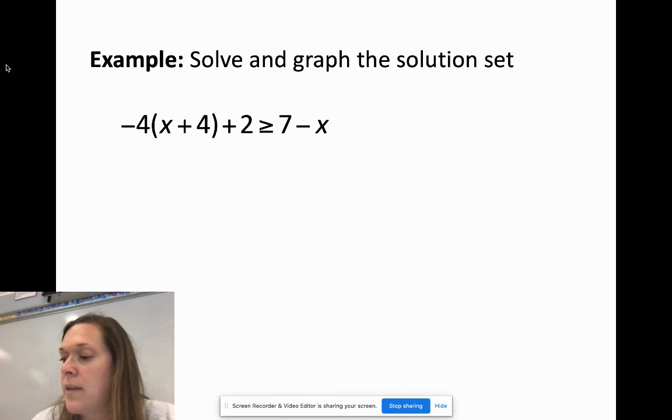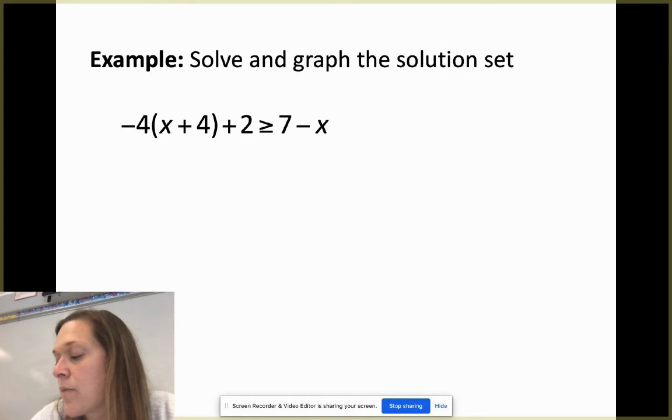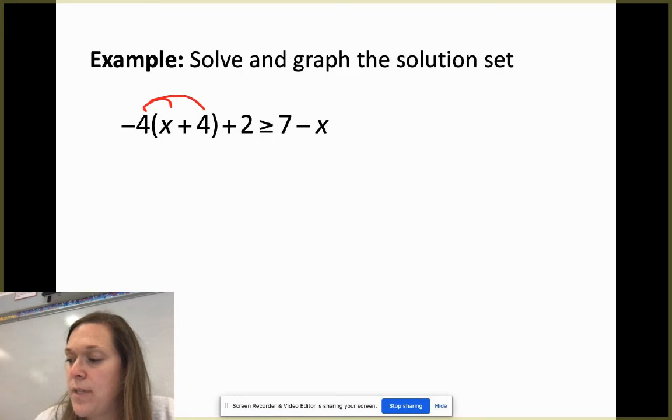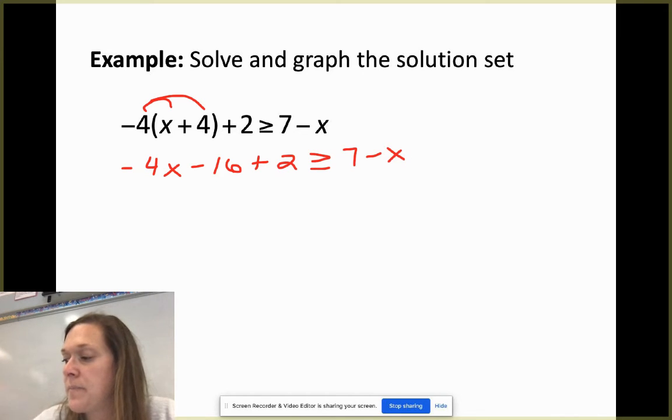And we'll make it a little bit more elaborate here. Negative 4 times the quantity x plus 4, plus 2, is greater than or equal to 7 minus x. Distributing gets us negative 4x minus 16 plus 2 is greater than or equal to 7 minus x. Combine like terms: negative 4x minus 14 is greater than or equal to 7 minus x.